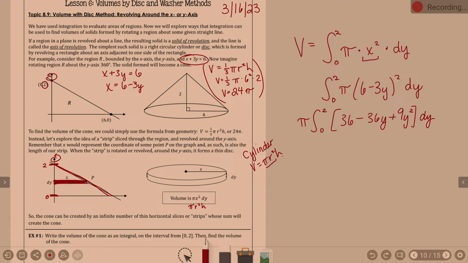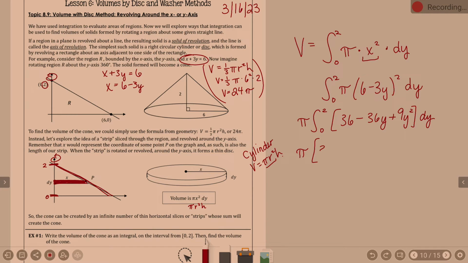6 times 6 is 36. 6 times negative 3y is going to be negative 18y. Another negative 18y is going to be negative 36y. Minus 3y times minus 3y is plus 9y squared. And then I can integrate, keeping my pi out front.